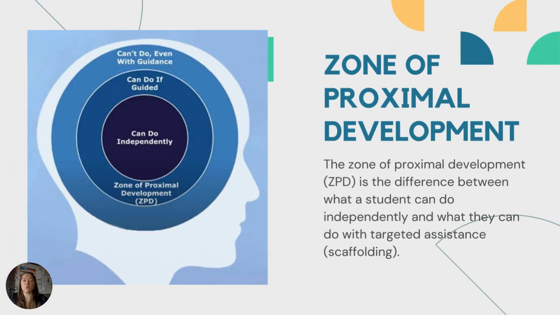MAP Growth RIT scores also help establish students' zones of proximal development, or ZPD. ZPD is the difference between what a student can do independently and what they can do with targeted assistance, such as in a classroom or in a one-to-one setting. Psychologist Lev Vygotsky coined this term to describe the ideal level where instruction is most beneficial for each student, just beyond their current level of independent capability. Instruction within each student's ZPD is challenging enough to develop new skills, but not overwhelming.